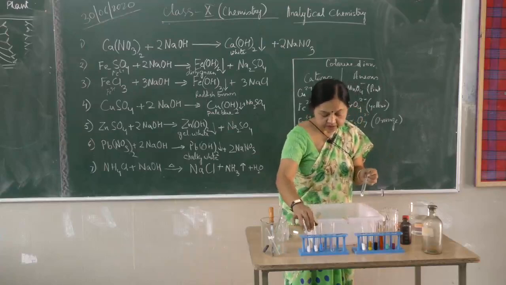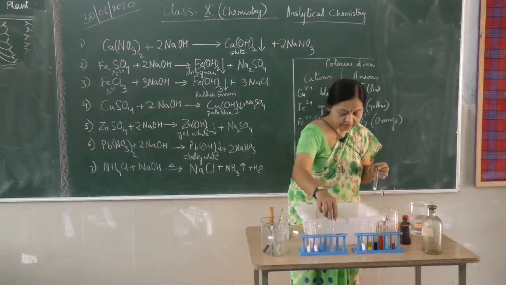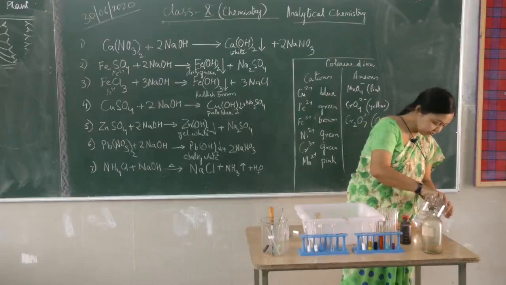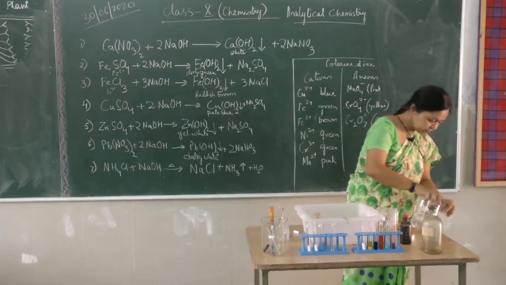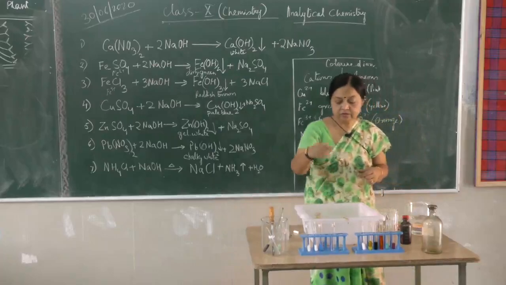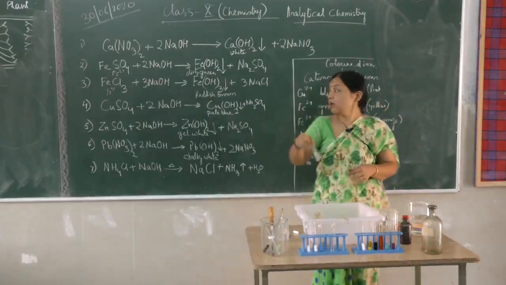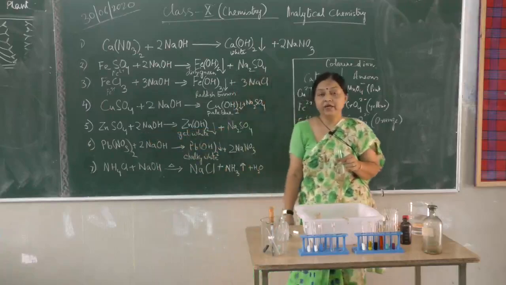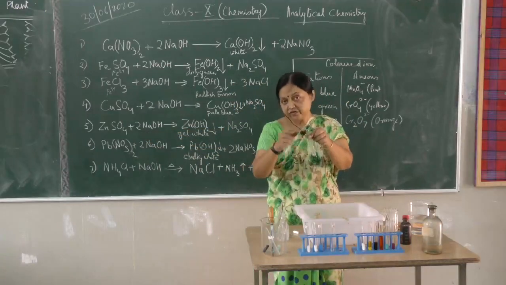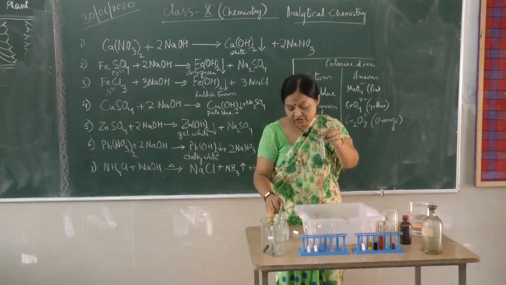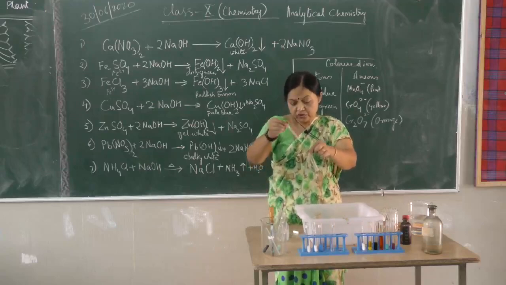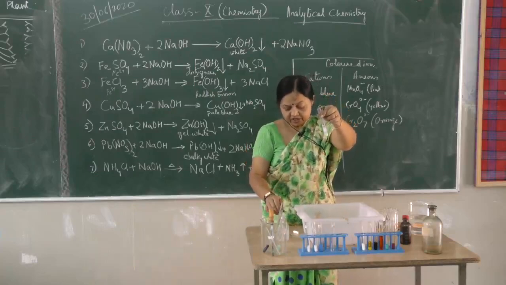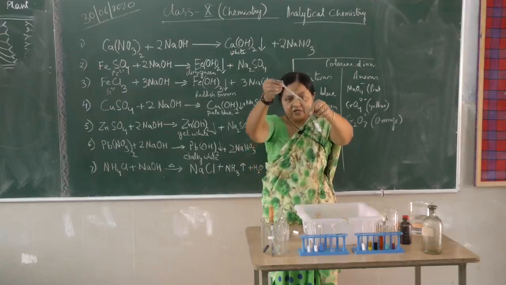zinc sulfate and then add water to it. Made a solution. Now zinc sulfate, Zn2+ ions, when it reacts with NaOH, what type of precipitate will it give? You observe. This will be white in color, so you have to look close. You could see the difference. Immediately one gelatinous precipitate was formed.